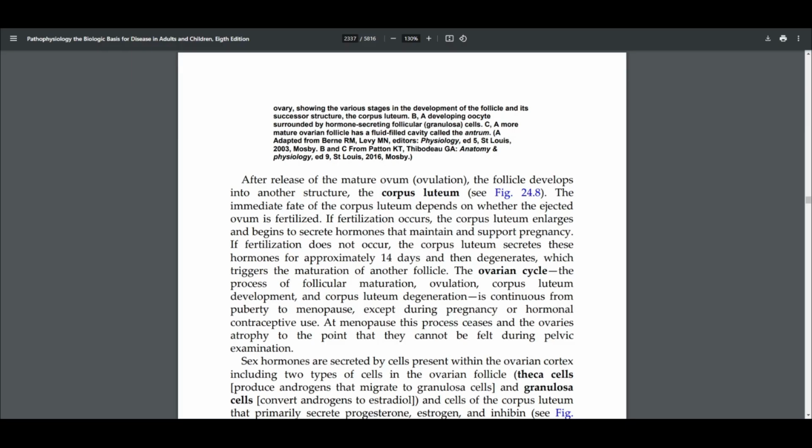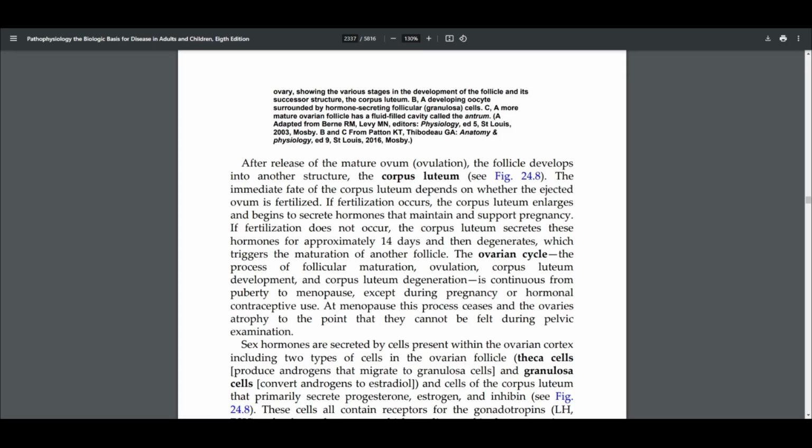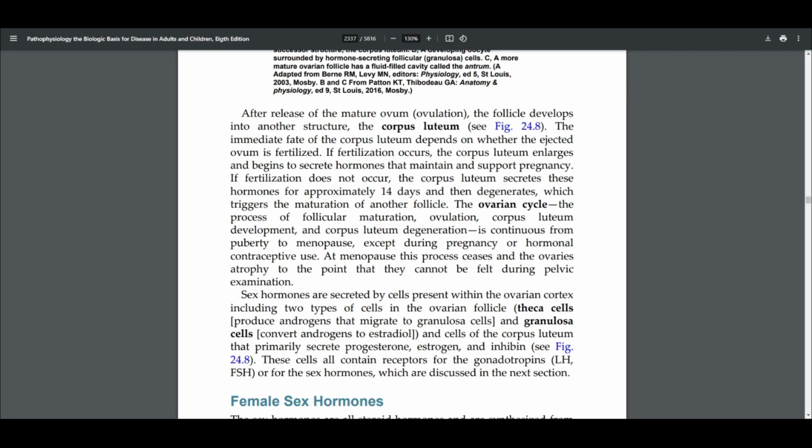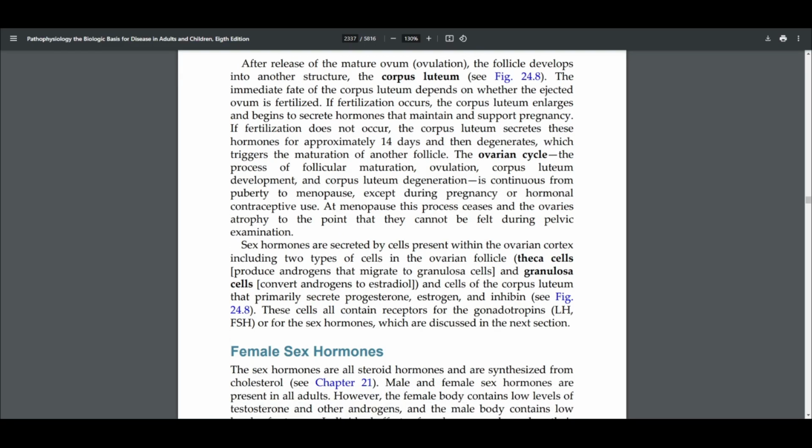The ovarian cycle, the process of follicular maturation, ovulation, corpus luteum development, and corpus luteum degeneration, is continuous from puberty to menopause, except during pregnancy or hormonal contraceptive use. At menopause, this process ceases and the ovaries atrophy to the point that they cannot be felt during pelvic examination.